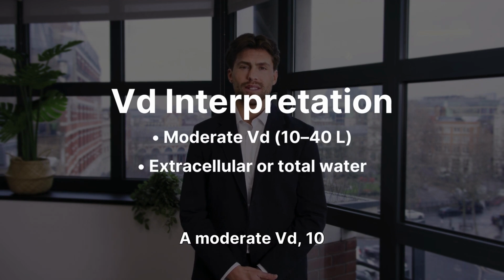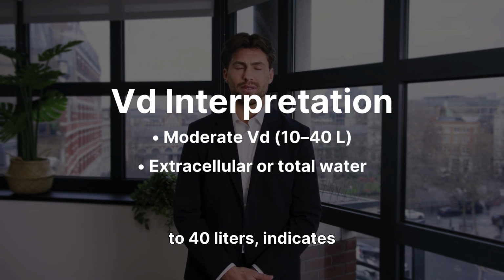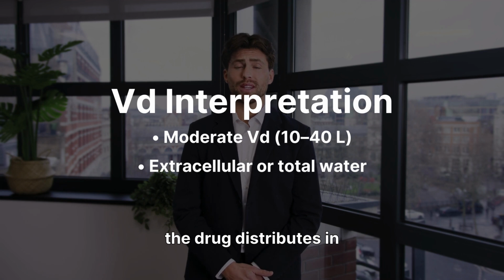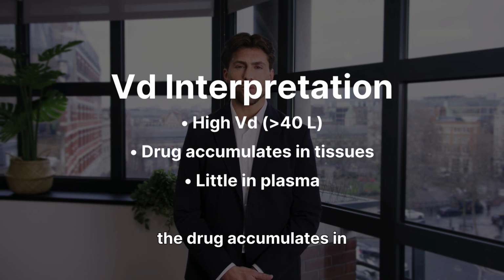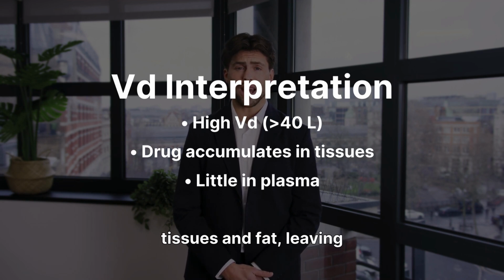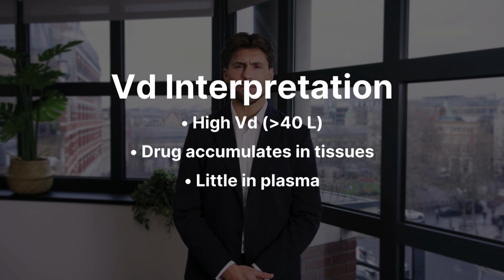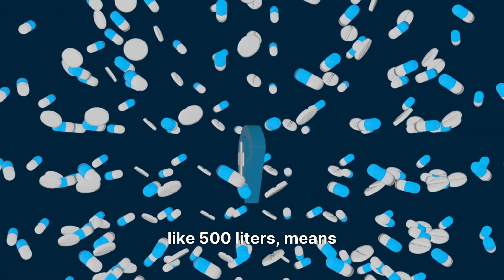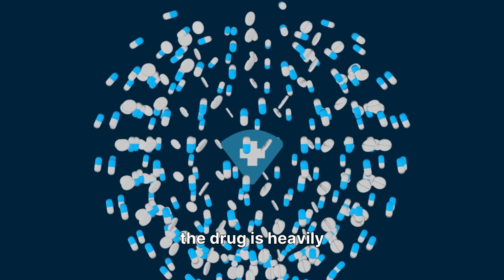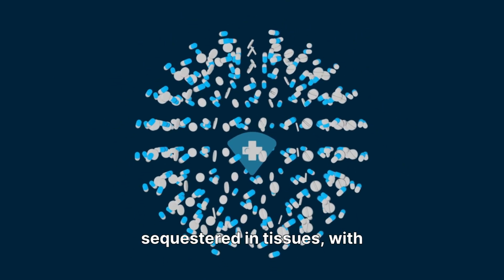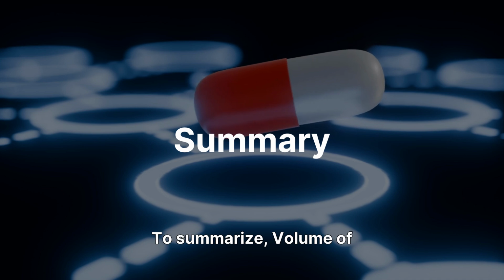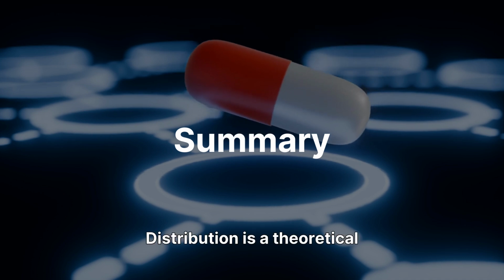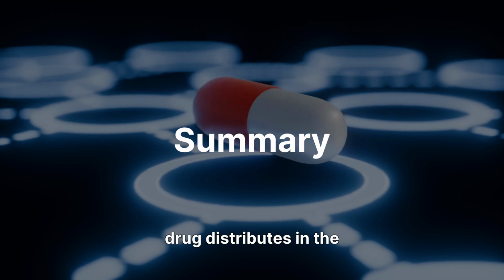A moderate VD, 10 to 40 liters, indicates the drug distributes in extracellular or total body water. A high VD, greater than 40 liters, means the drug accumulates in tissues and fat, leaving little in plasma. A very high VD, like 500 liters, means the drug is heavily sequestered in tissues, with only a tiny amount remaining in the plasma.